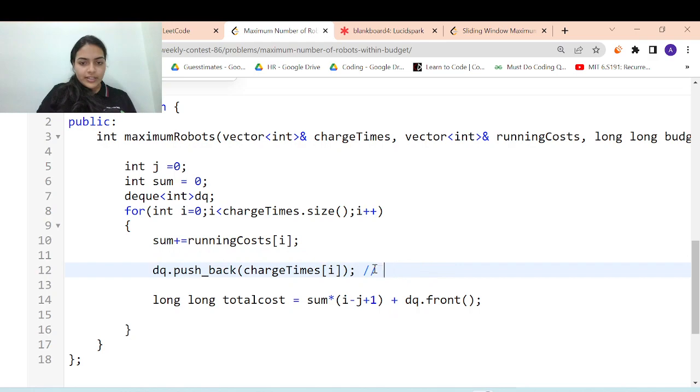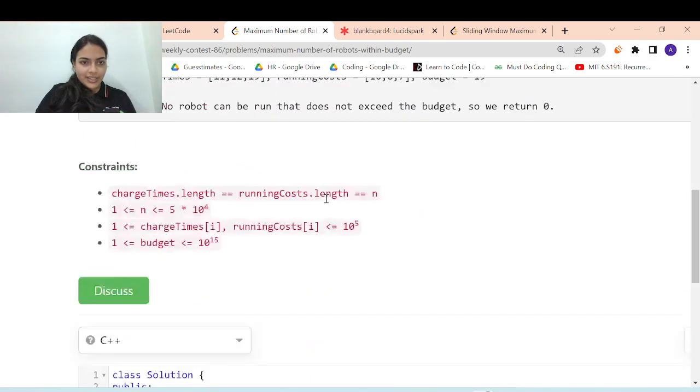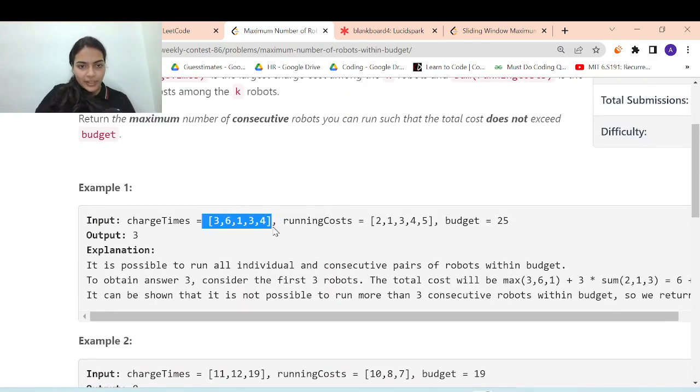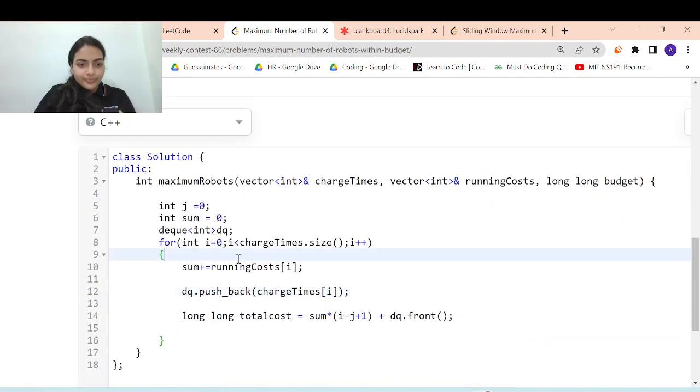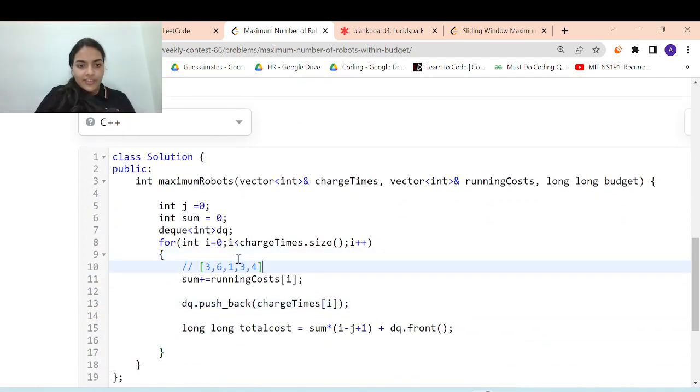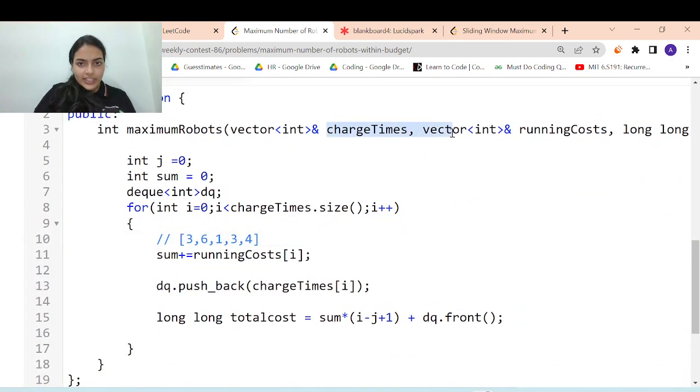Let me take one example so that it is much clearer. Let me take this example itself. So we have this array, right? This is the chargeTimes. So initially in the DQ, let me write the DQ here. Let's say this is our DQ. So initially when we see the element 3, we are going to push it in the DQ, right? Awesome. Now next time when we see the element 6, what are we doing?